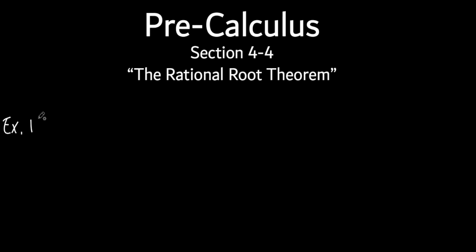So here's example 1. It's going to say list all the possible rational roots. Okay, it's in your book. I'm not going to write all that stuff down. I'm just going to write down what your equation is. Two. All right.